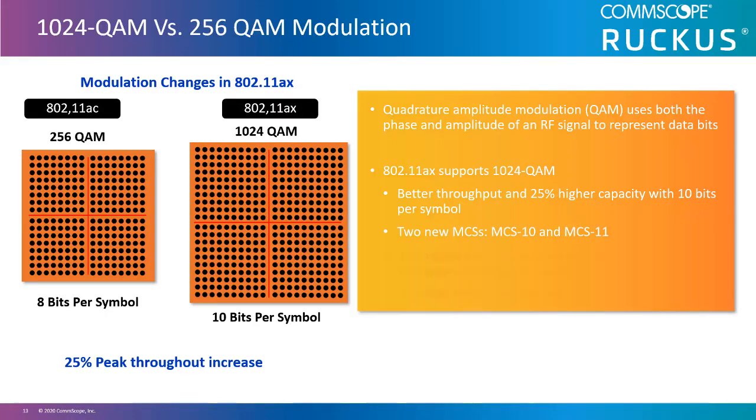802.11ax also introduces two modulation coding schemes, MCS10 and MCS11, which were added for the use of 1024 QAM. 1024 QAM can only be used with 242 subcarrier resource units or larger. This means that at least a full 20 MHz channel is needed for 1024 QAM.